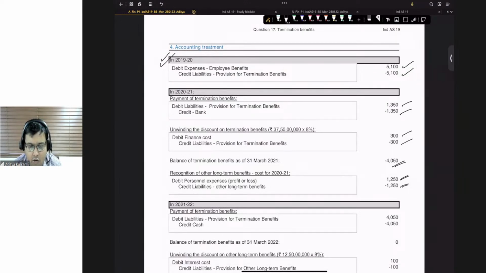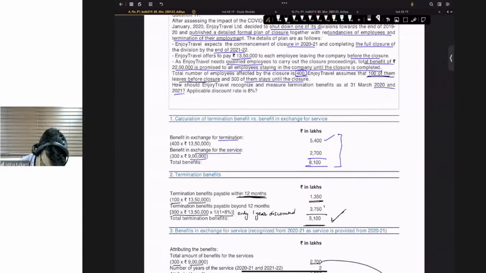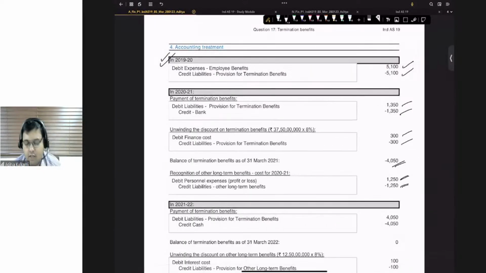1,350. Then you unwind the discount. So finance cost on this 3,750 at the rate of 8%. So you unwind this discount. So the provision for termination benefits increases. Now what is the balance in this 5,100 you had created? You have paid 1,350. You have added 300. So that gives you how much?